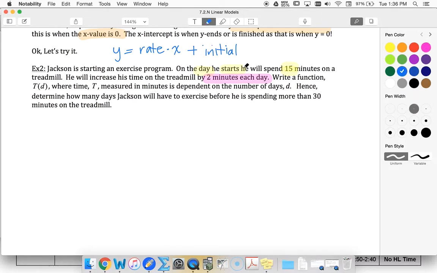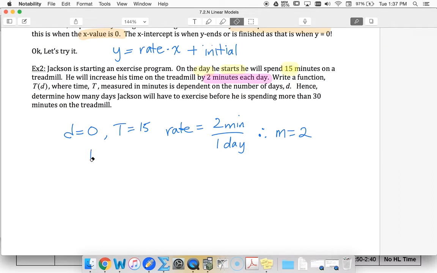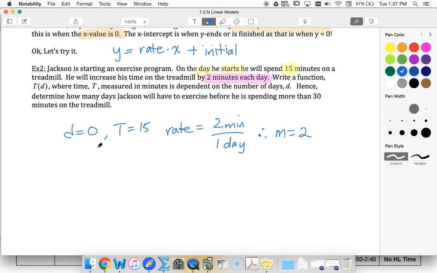So let's write down our initial thing. On the day he starts, so day 0, my time was 15 minutes. And now my rate is 2 minutes per day. So that means that my slope is 2. This is my y-intercept, and so that then is my c value. If I think of y equals mx plus c.